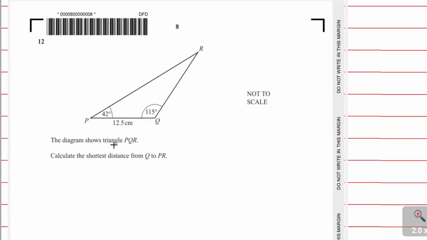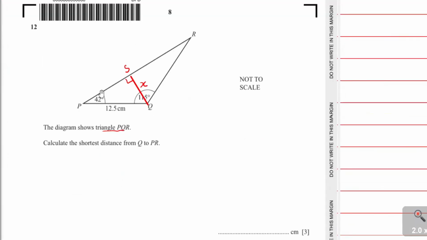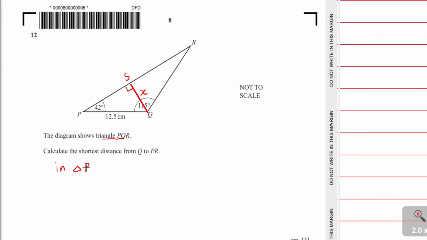Question 12. The diagram shows triangle PQR. Calculate the shortest distance from Q to PR. Look here, this is the shortest distance from Q to PR. You should remember the shortest distance from a point to a line is the perpendicular line. And this perpendicular line cuts the PR at point S. And this SQ length, we suppose that this is shortest distance and we name it as X. And look here, this is the right angle triangle PSQ.